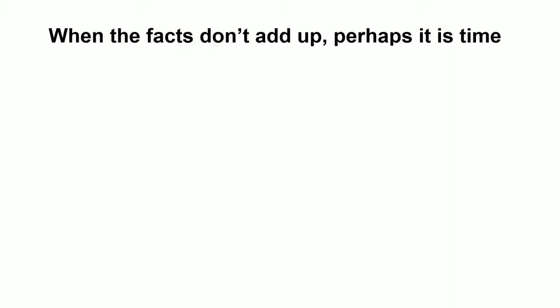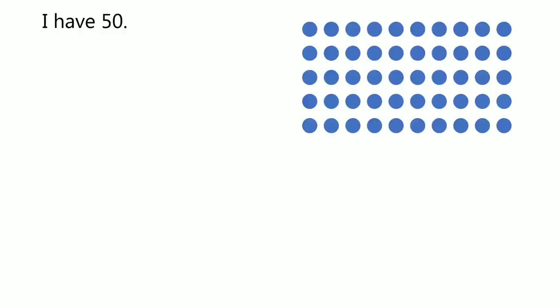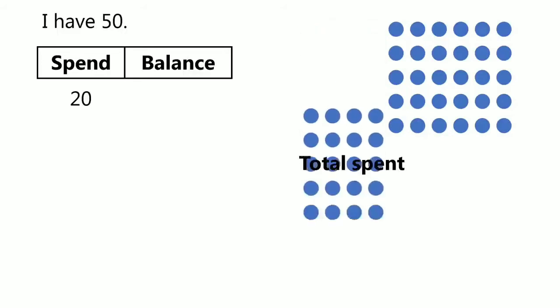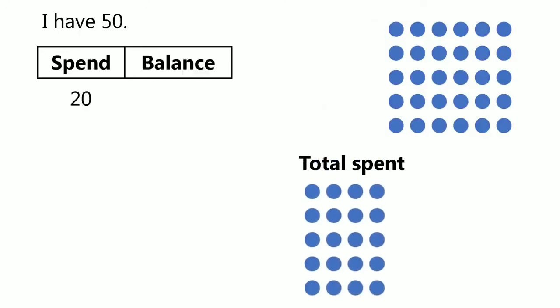So to better understand this problem, let's illustrate what's going on. We start out with 50 units of currency. Let's compare the amount we spend and the balance remaining. If we start out spending 20, we move 20 of these dots to the spending column, and then we have a balance of 30.